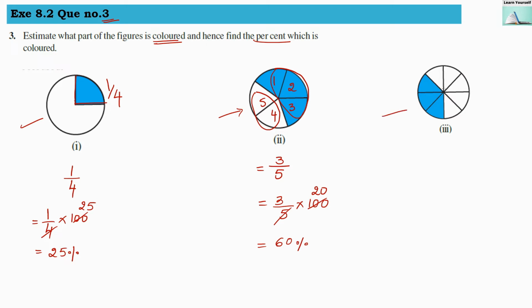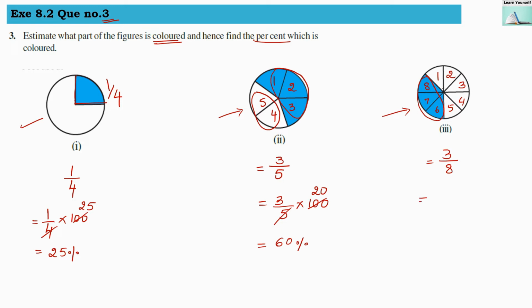Now third numerical. How many parts are there? Let us count that. So total 8 parts are there. Let us write 8 down over here. Now let us check how many parts are colored. So 1, 2 and 3. Only 3 parts are colored over here. So we are going to write 3 at the top.